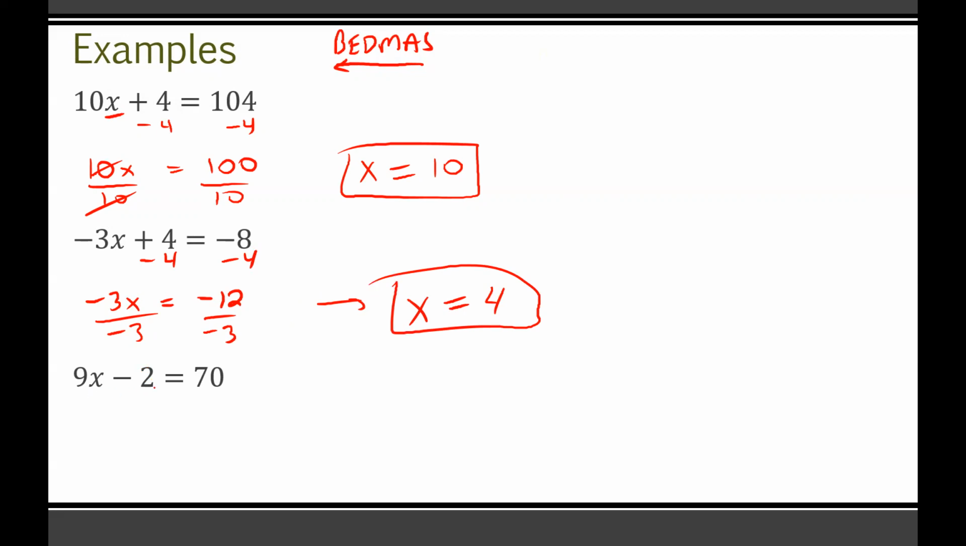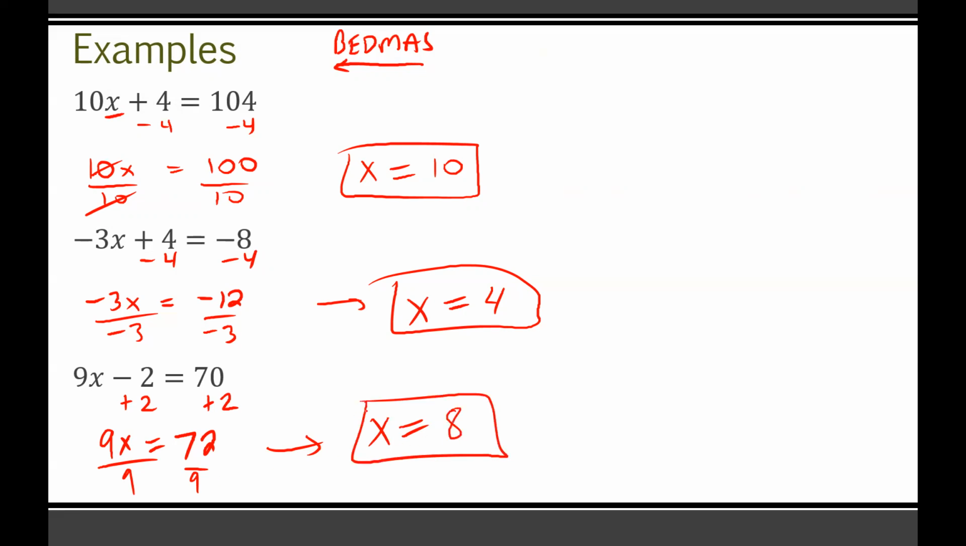Last one here, 9x - 2 = 70. Just add 2 to both sides because, of course, addition and subtraction have to be removed first. This gives us 9x = 72. And then just divide by 9 on both sides to get x totally by itself. So x = 72 ÷ 9, which is 8.